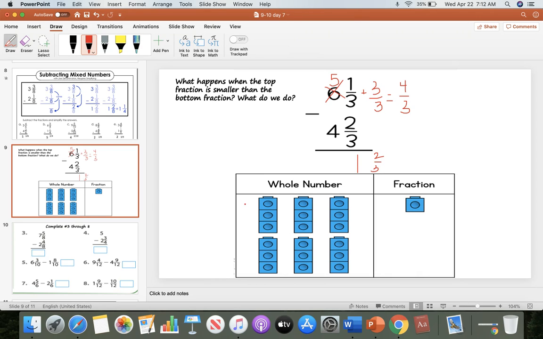So now you can come down here and you can double check. Well, 6 minus 4, I'm going to take away 4. 1, 2, 3, 4. But now I have to take away 2/3. So that's 2 out of one whole. So I have 1 whole plus 1 part plus 1 part, and that gives me 1 and 2 parts over 3.